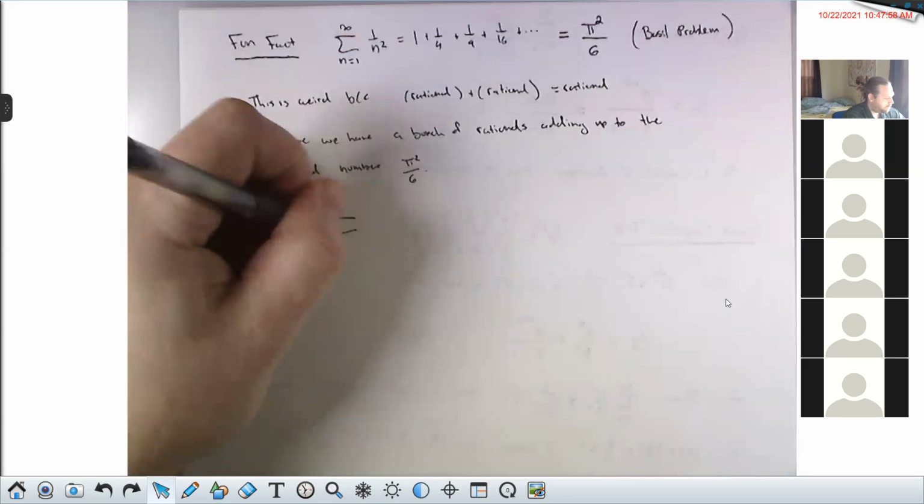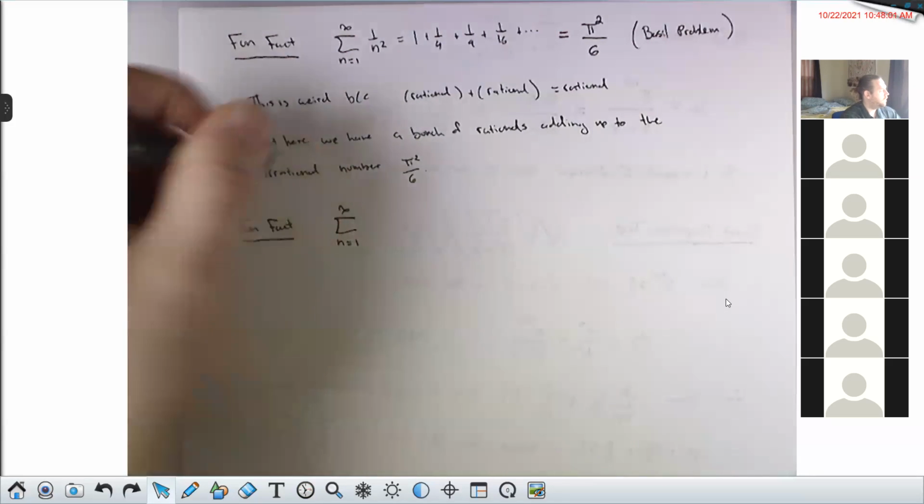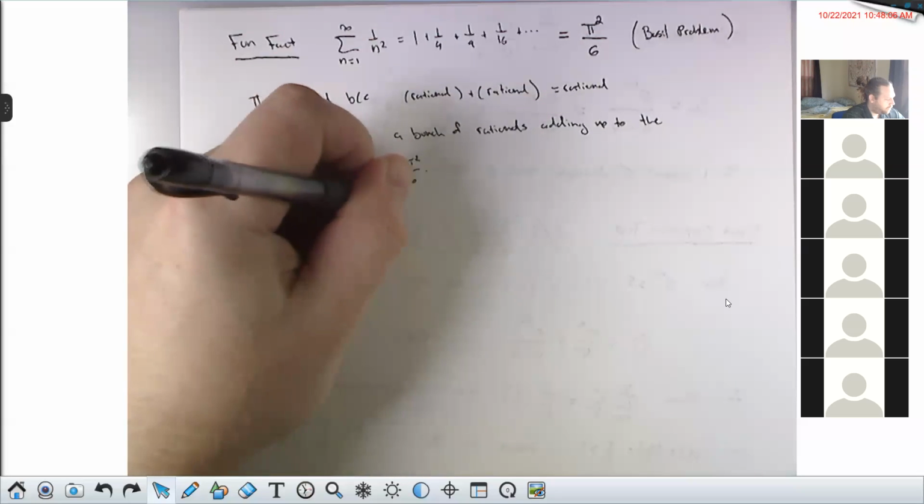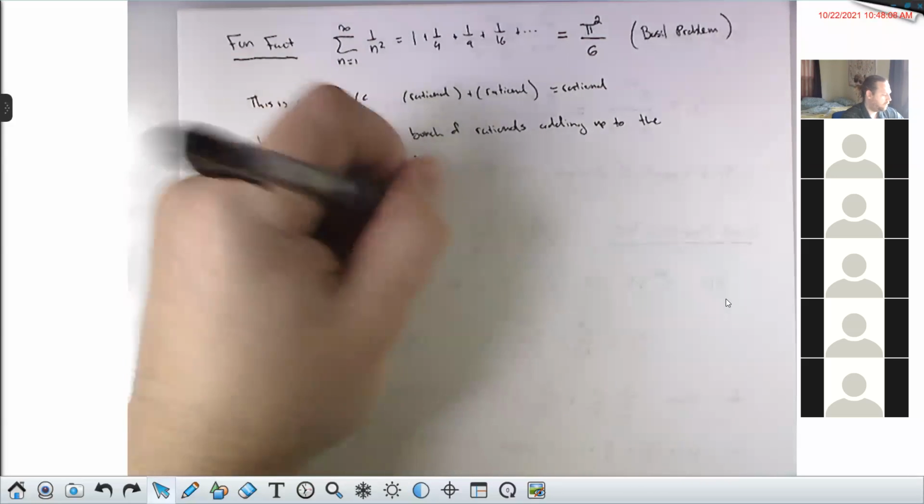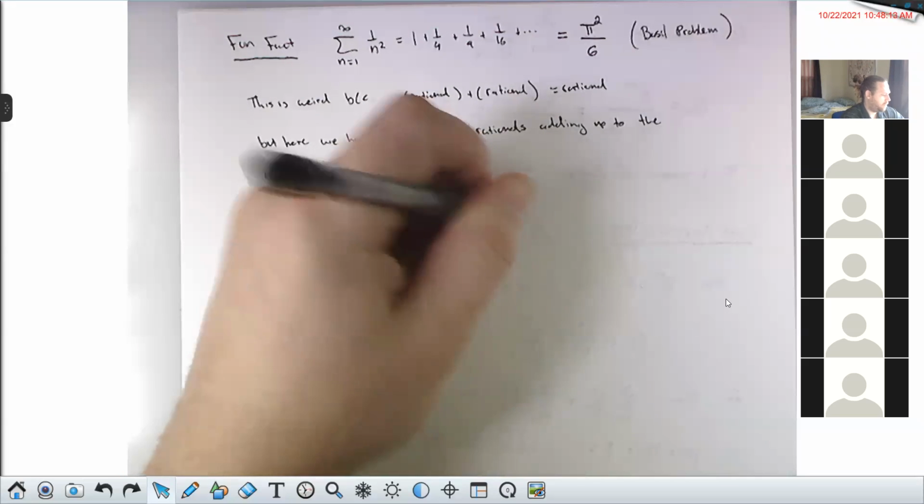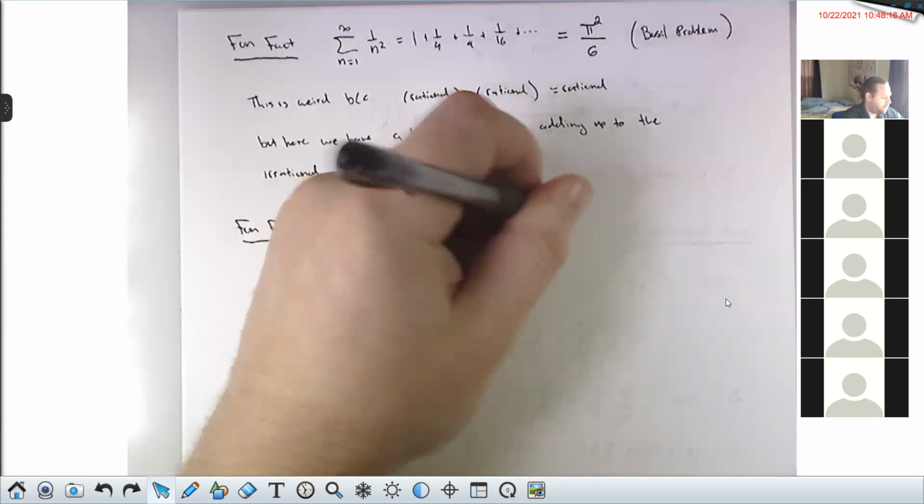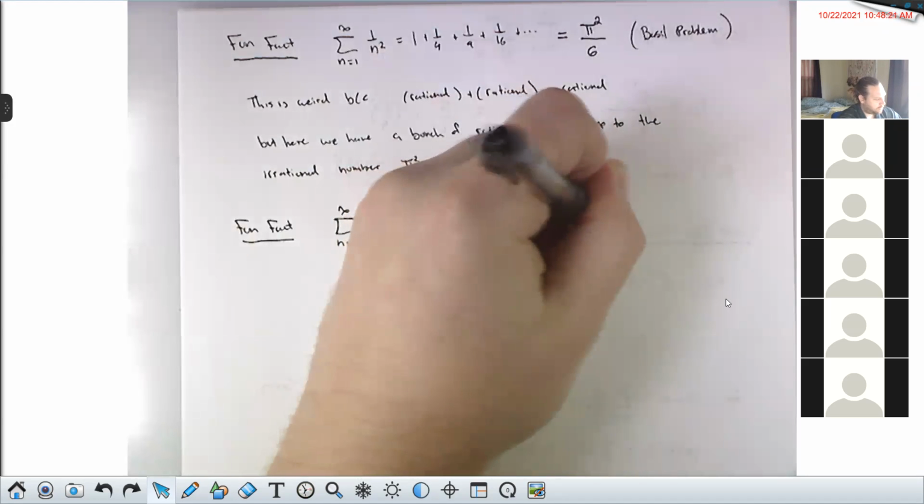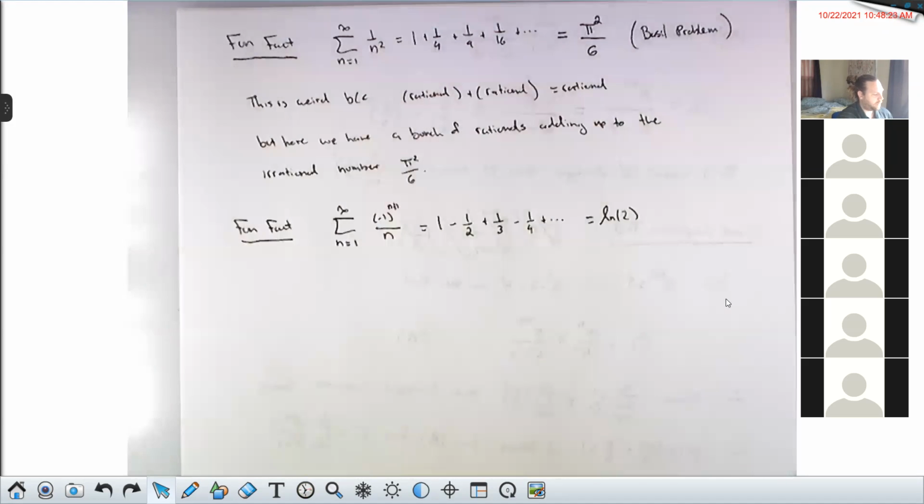If I take the sum, sigma n from 1 to infinity, and I have to think about this for just a second, of negative 1 to the n plus 1 over n, which is 1 minus 1/2 plus 1/3 minus 1/4 plus 1/5 and so on, this adds up to the natural log of 2. So again, rational numbers adding up to an irrational number. Similar weirdness, but this gets even worse.